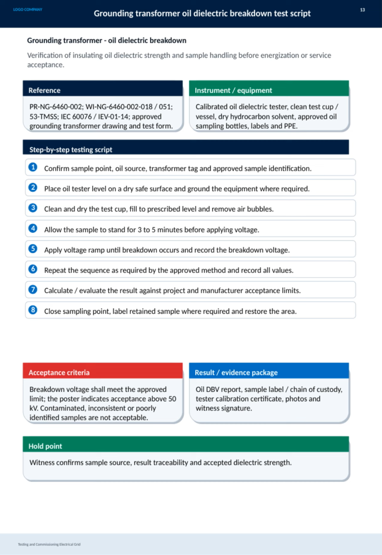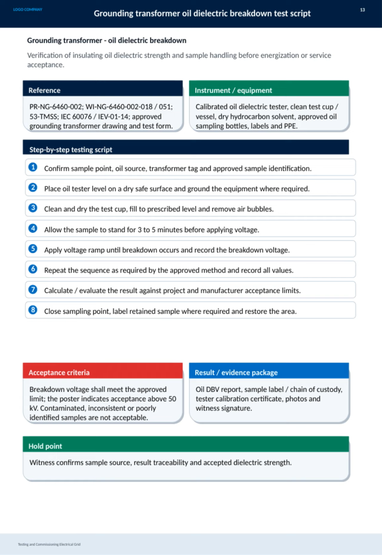Then we apply a voltage ramp until dielectric breakdown occurs, recording the exact breakdown voltage. This process is repeated as needed according to the approved procedure, and all values are documented for thorough evaluation. The final step involves calculating and comparing the results against project and manufacturer acceptance criteria. The minimum acceptable breakdown voltage is typically above 50 kilovolts, as shown on the poster. Any contaminated, inconsistent, or poorly labeled samples are deemed unacceptable. We then properly close and label the sample point and restore the site.